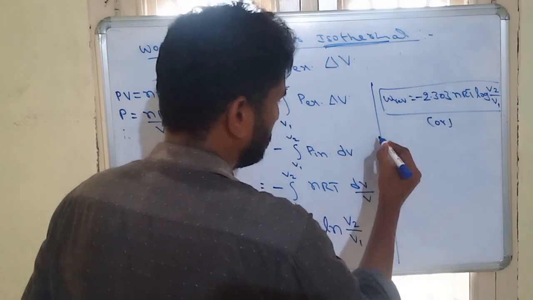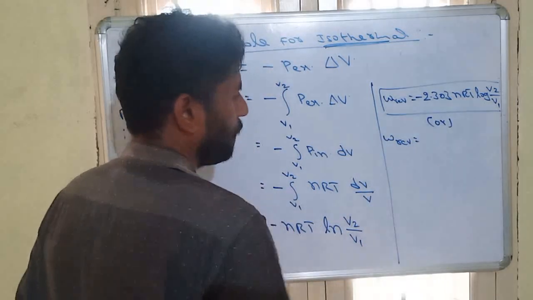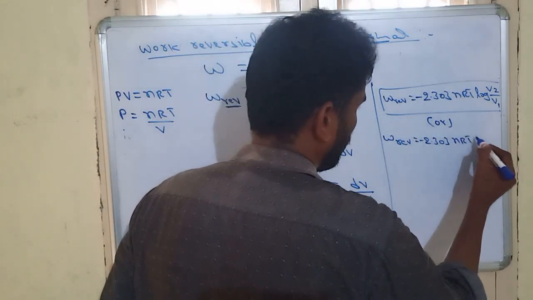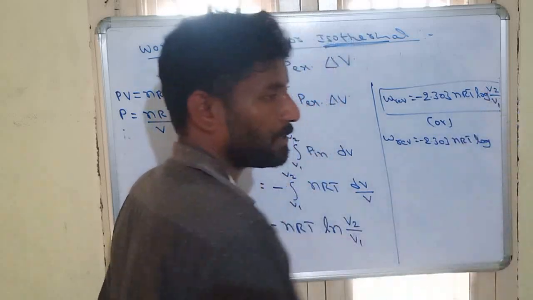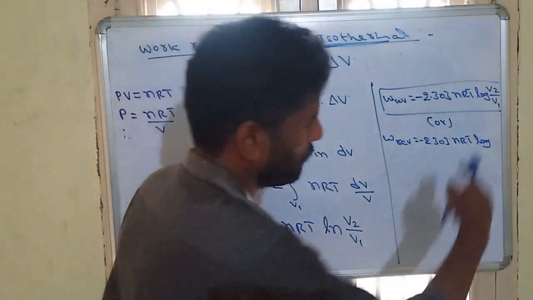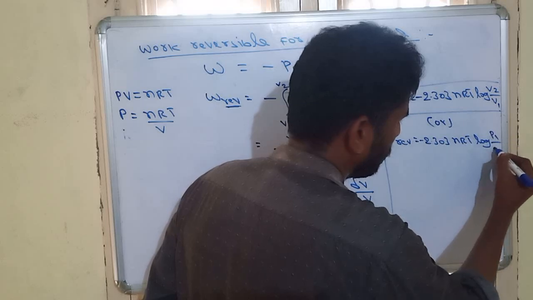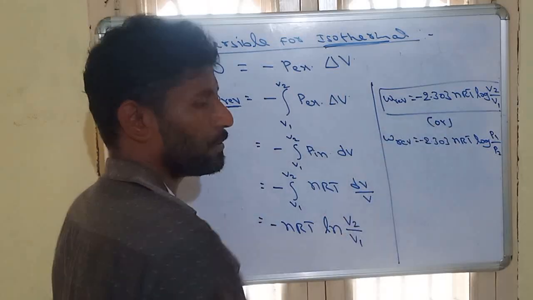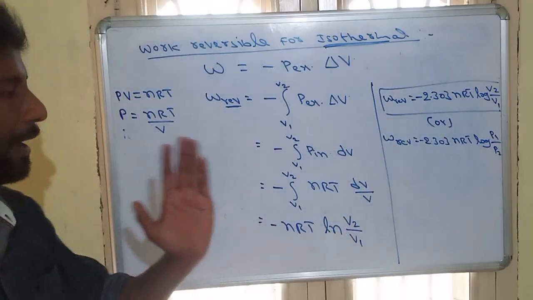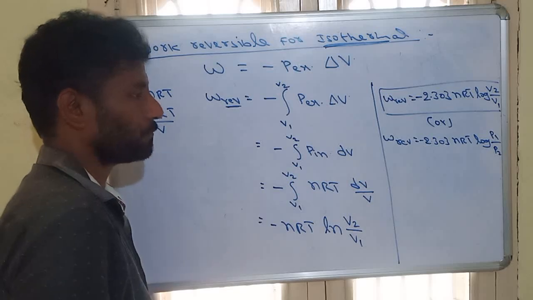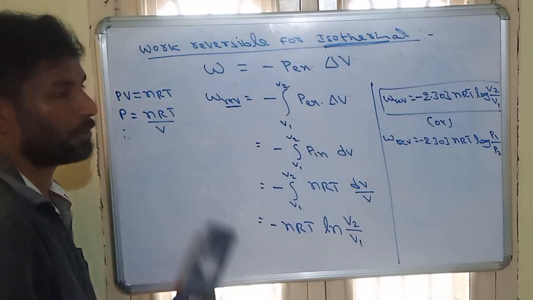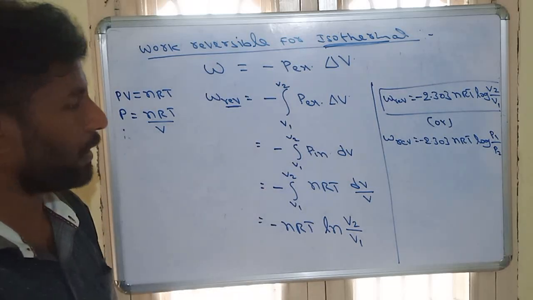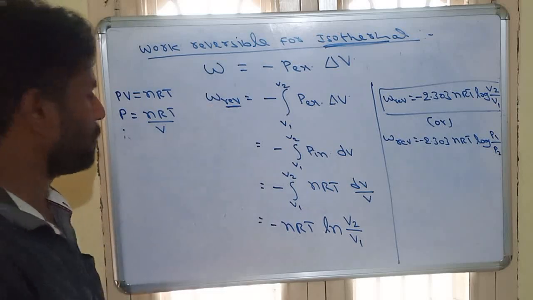Suppose pressure is different, then the formula will be minus 2.303 nRT log. Volume and pressure are inversely proportional, so V2 by V1 will become P1 by P2. So this formula we can use for reversible work done in an isothermal process. So we have completed irreversible work and reversible work both for the isothermal process.